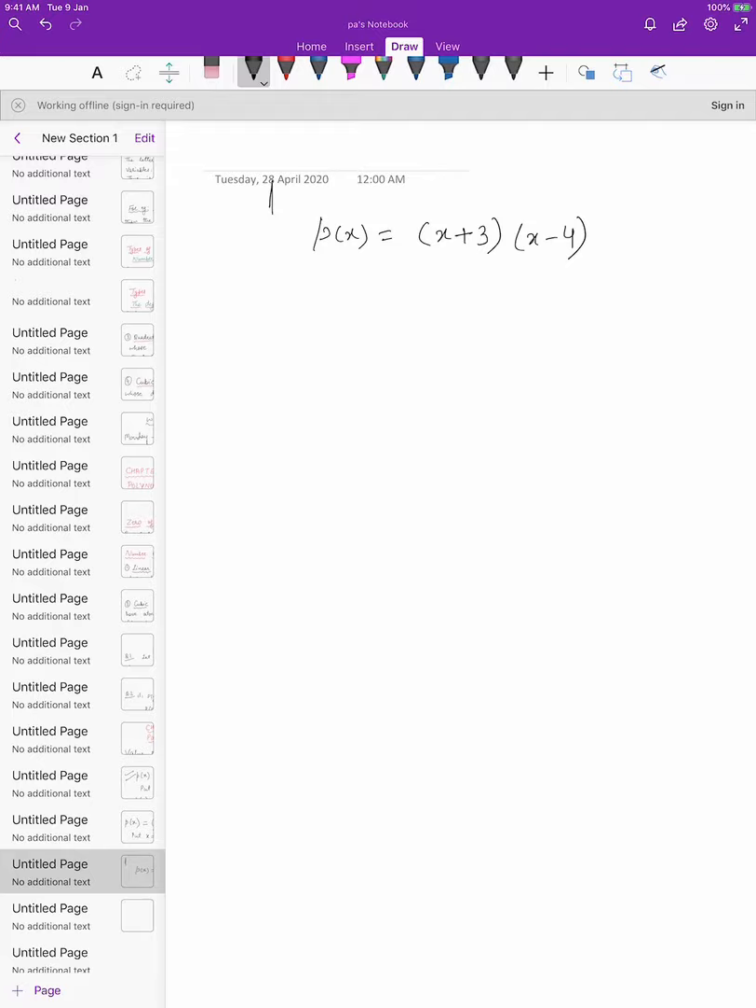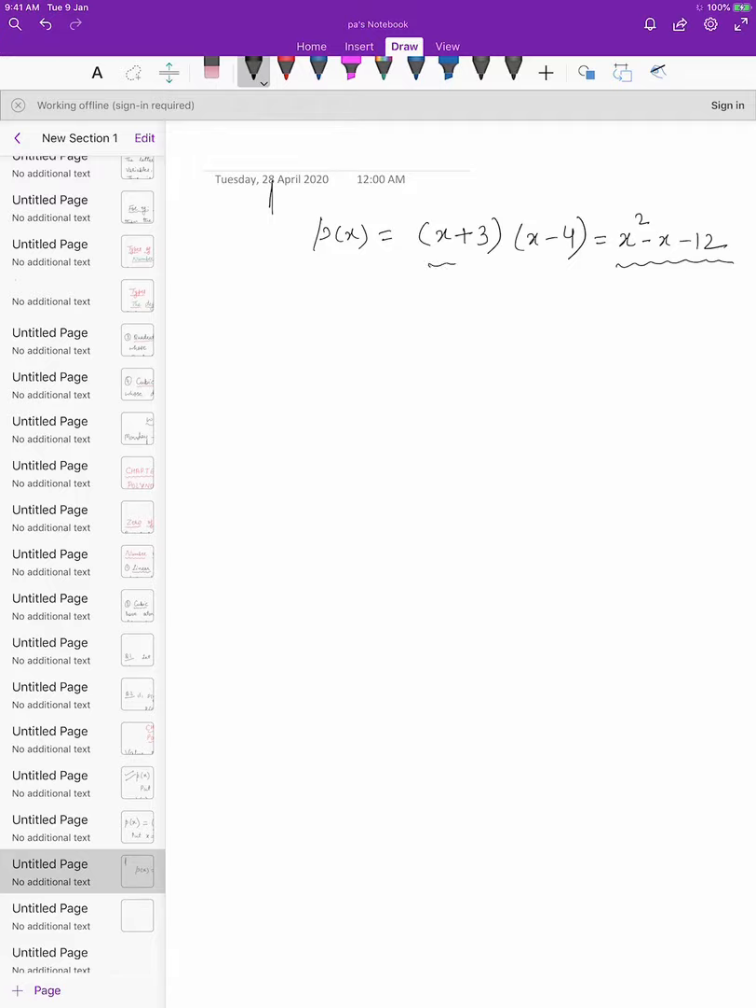Again, it is a quadratic polynomial. If I write the actual form of this polynomial, it will be x square minus x minus 12. But you can easily see, if I put the values in this unfactorized form, it will be very difficult for me to make out what are the zeros of this polynomial.